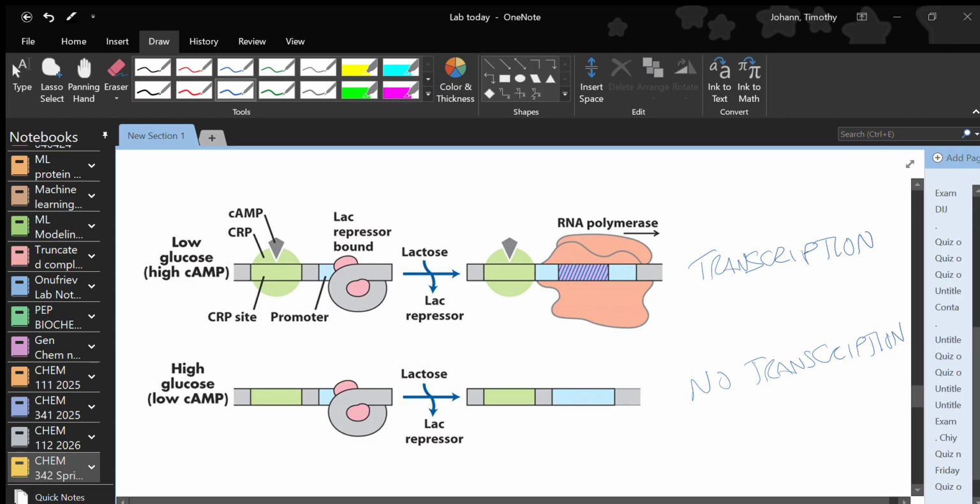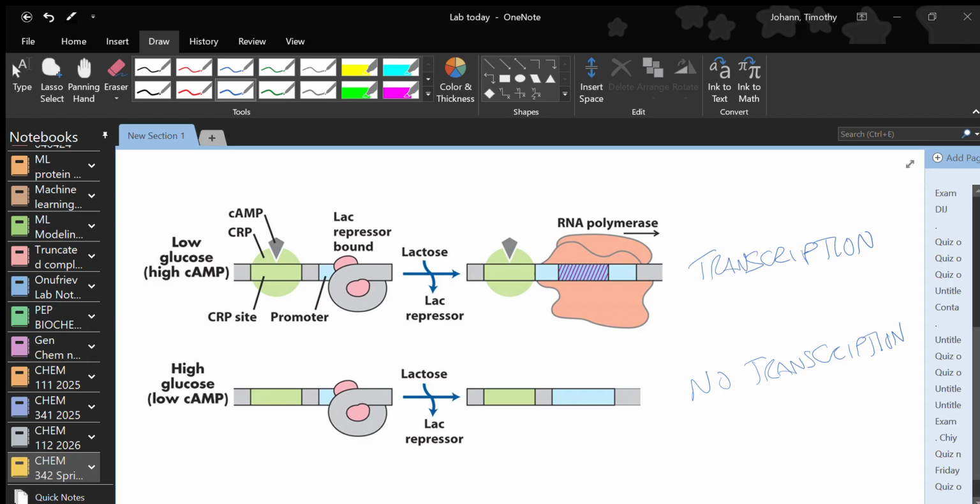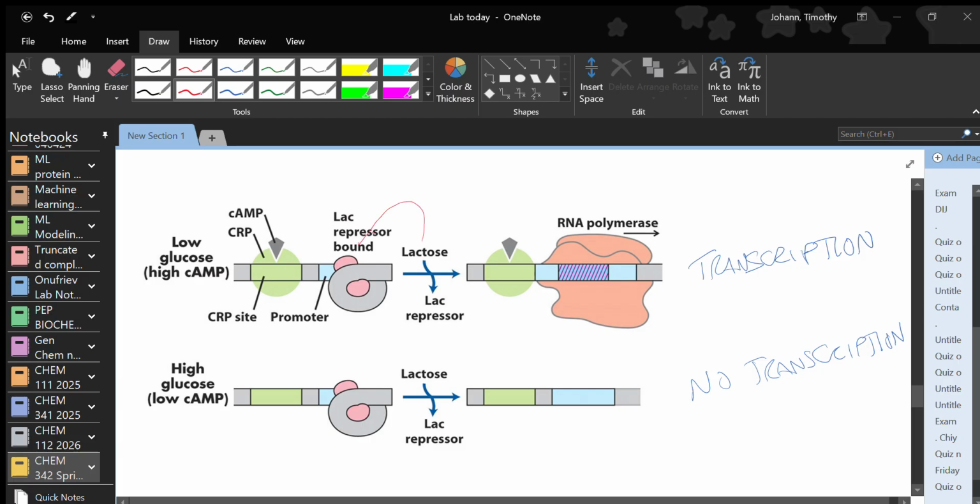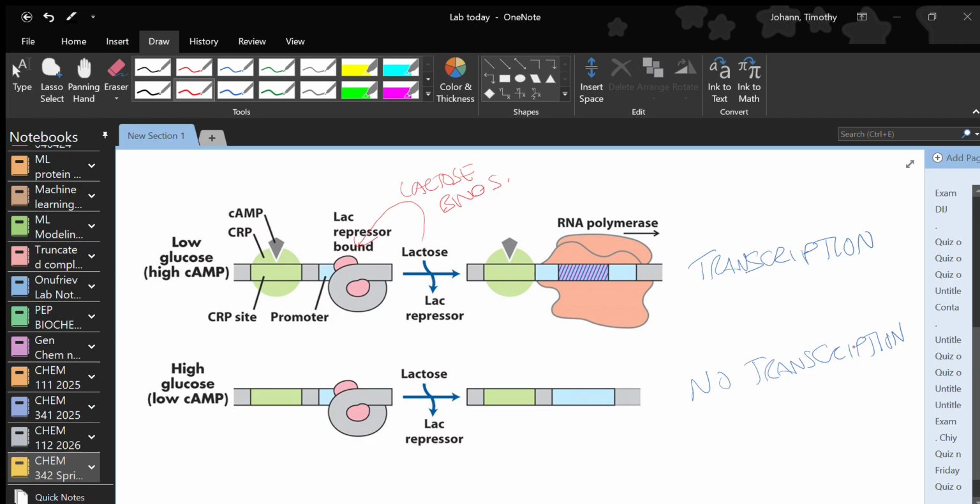And so we have a lac repressor that's bound. And when lactose is added, the lactose binds to the lac repressor, and the lac repressor falls off. So we could say lactose binds. The reason for this in nature is that if you're a bacteria and there's no lactose around, this will be bound, right? And if there's no lactose around, you don't want to waste energy making proteins that help you digest lactose.